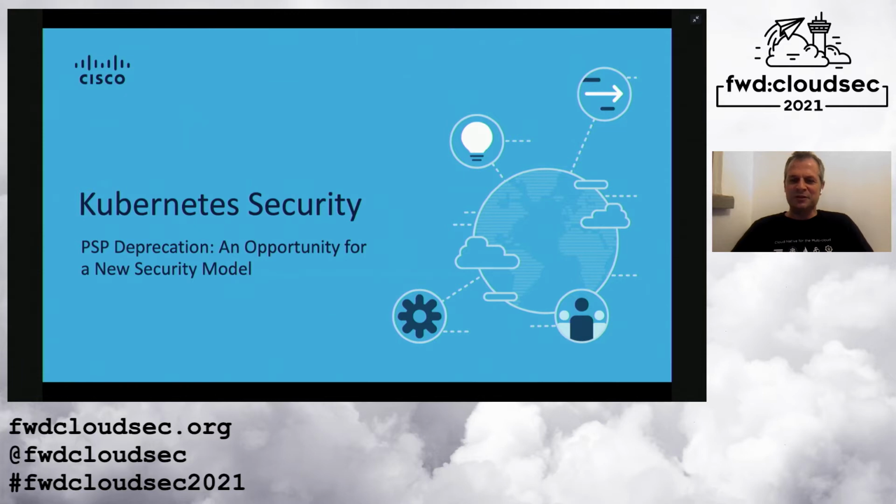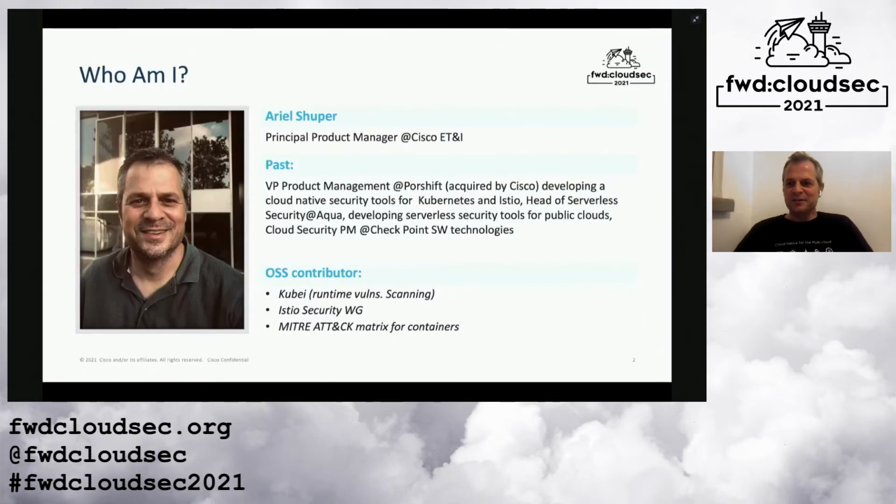We'll talk about different aspects. Let's first start with who am I? My name is Ariel Shuper. I work today at Cisco. I'm a product manager in Cisco's Emerging Technology and Innovation business unit. I joined Cisco following the acquisition of Portshift. In Portshift, we worked a lot on cloud-native security tools, with PSP and service mesh, in order to create natively integrated security tools for Kubernetes.